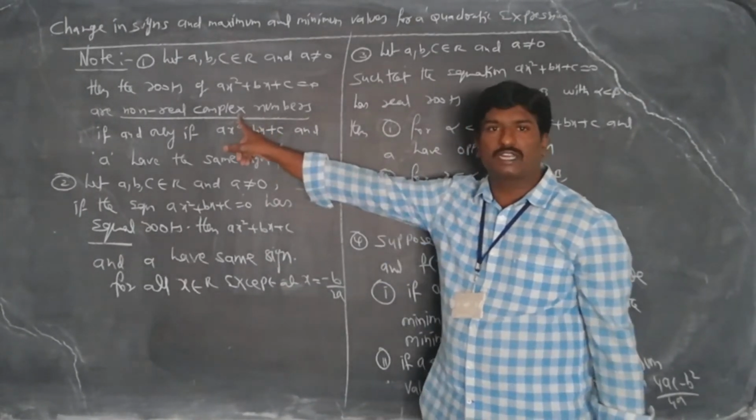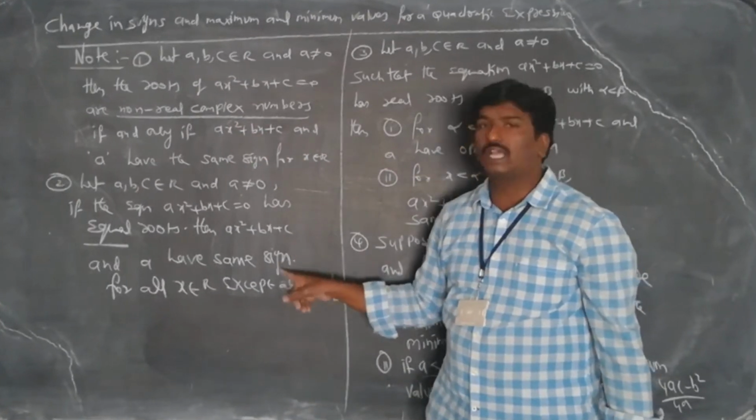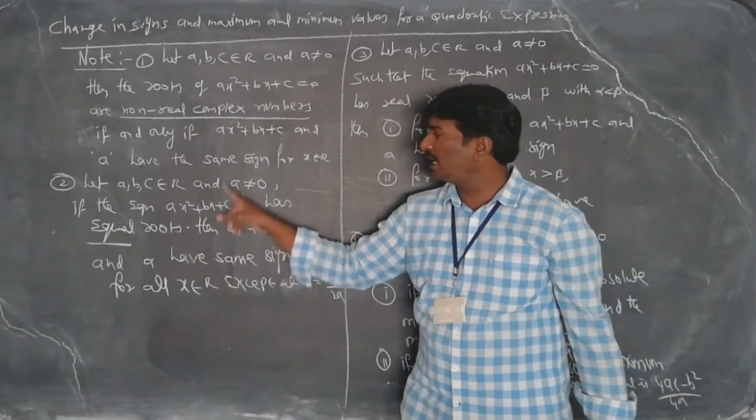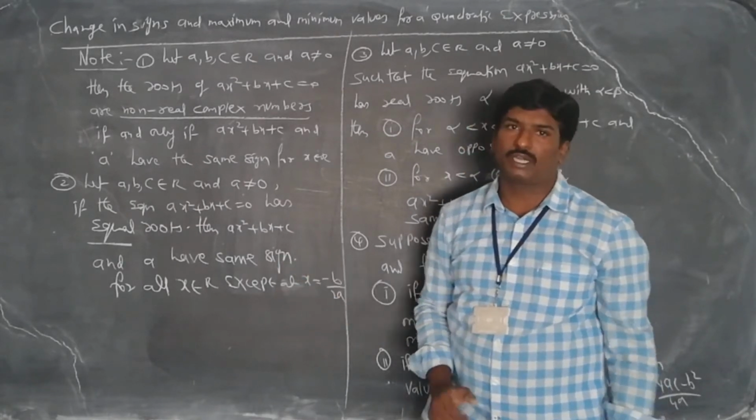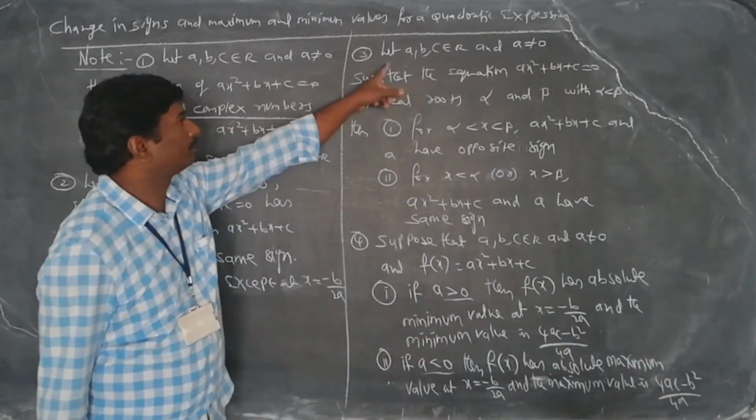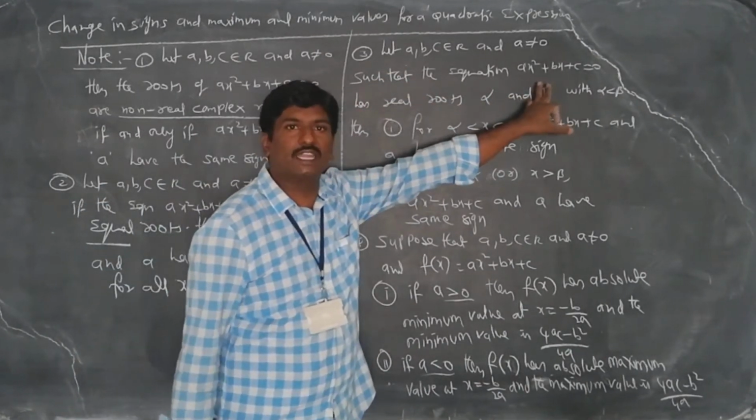When the roots are non-real complex numbers or when the roots are equal, the expression and a have the same sign. Is it clear? So this is our second point. Now your third point, see. Here also it is giving one condition.